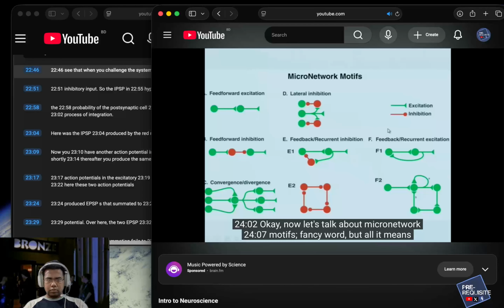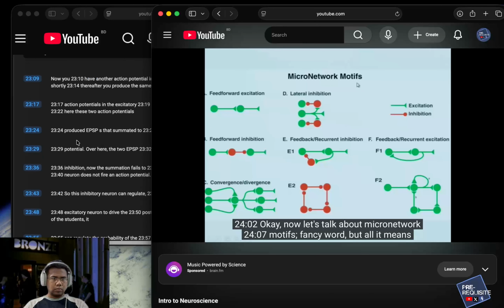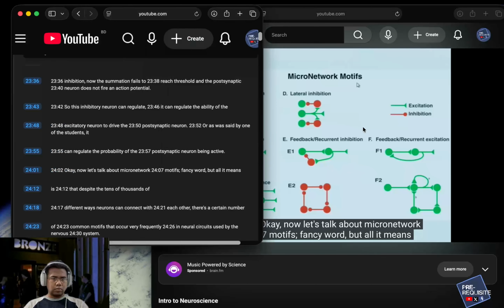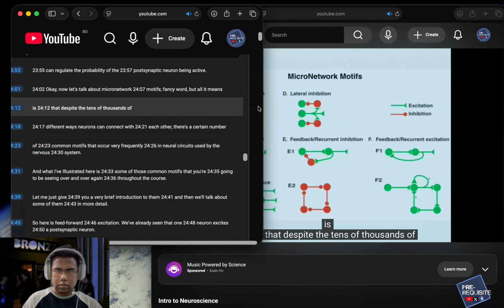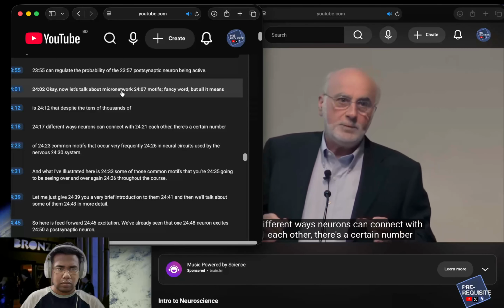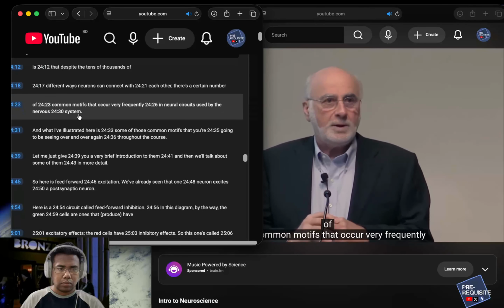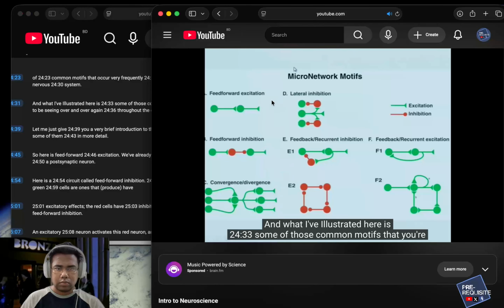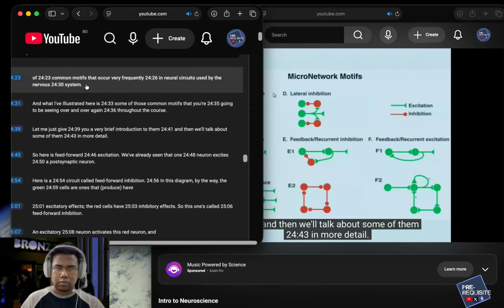Okay, now let's talk about micro-network motifs. Fancy word, but all it means is that despite the tens of thousands of different ways neurons can connect with each other, there's a certain number of common motifs that occur very frequently in neural circuits used by the nervous system. And what I've illustrated here is some of those common motifs that you're going to be seeing over and over again throughout the course. Let me just give you a very brief introduction to them, and then we'll talk about some of them in more detail. So here is feed-forward excitation.